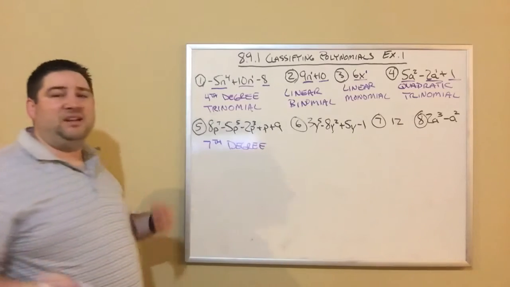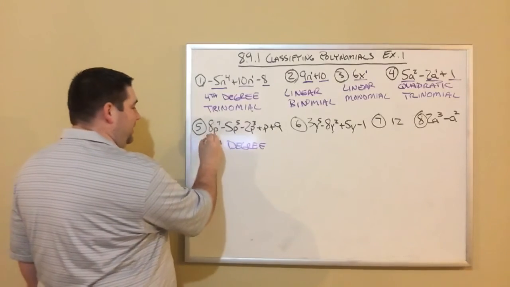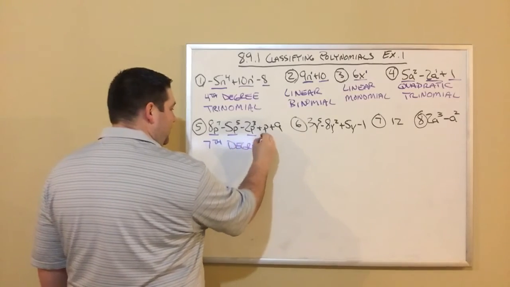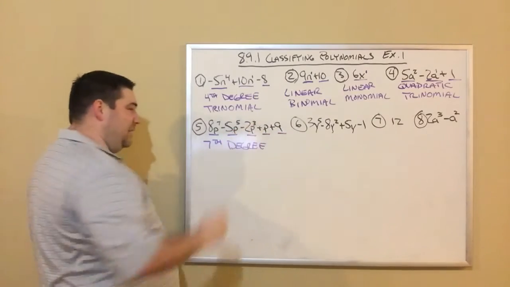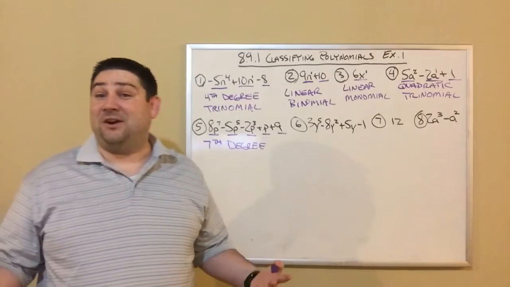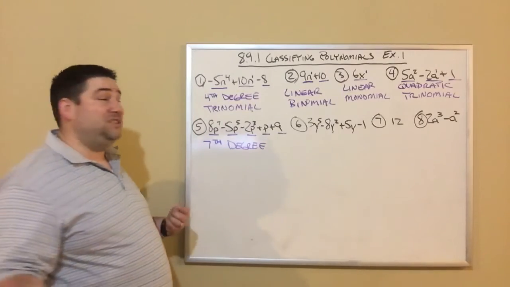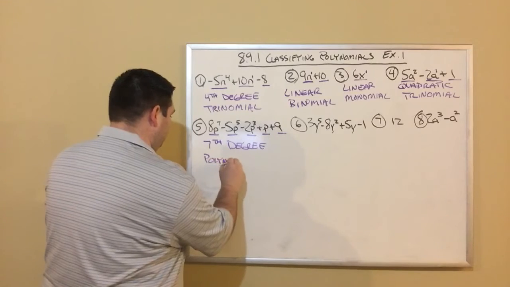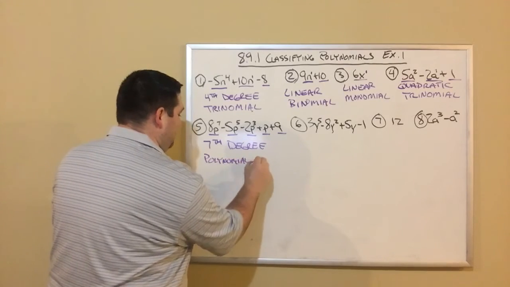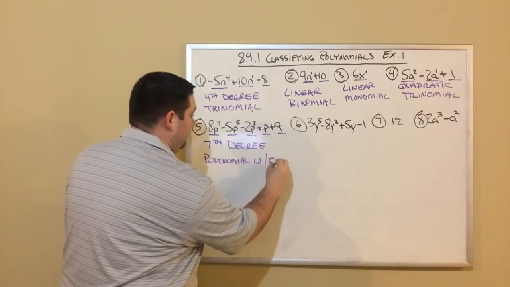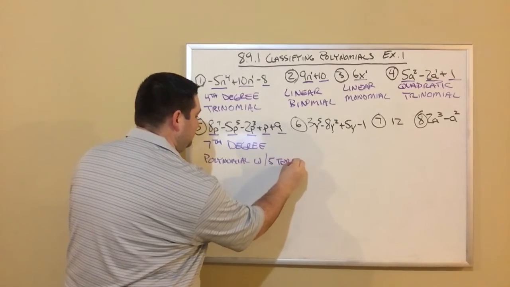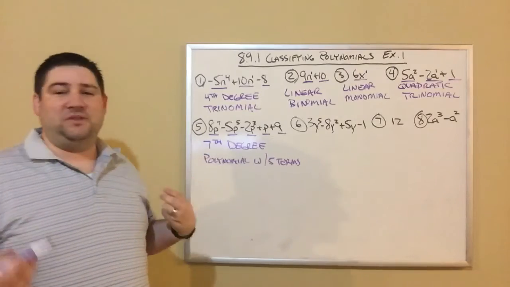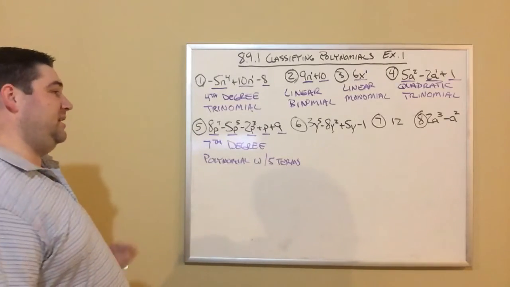And then how many terms does it have? I'm going to count them up. 8p to the 7th, 5p to the 5th, 2p to the 3rd, p, and 9. It's got 5 terms. That's not on your chart as well. Anything over 3 terms, you just call it a polynomial with however many terms. In this case, 5 terms. So number 5 is a 7th degree polynomial with 5 terms. That's how we would name that, classify that.